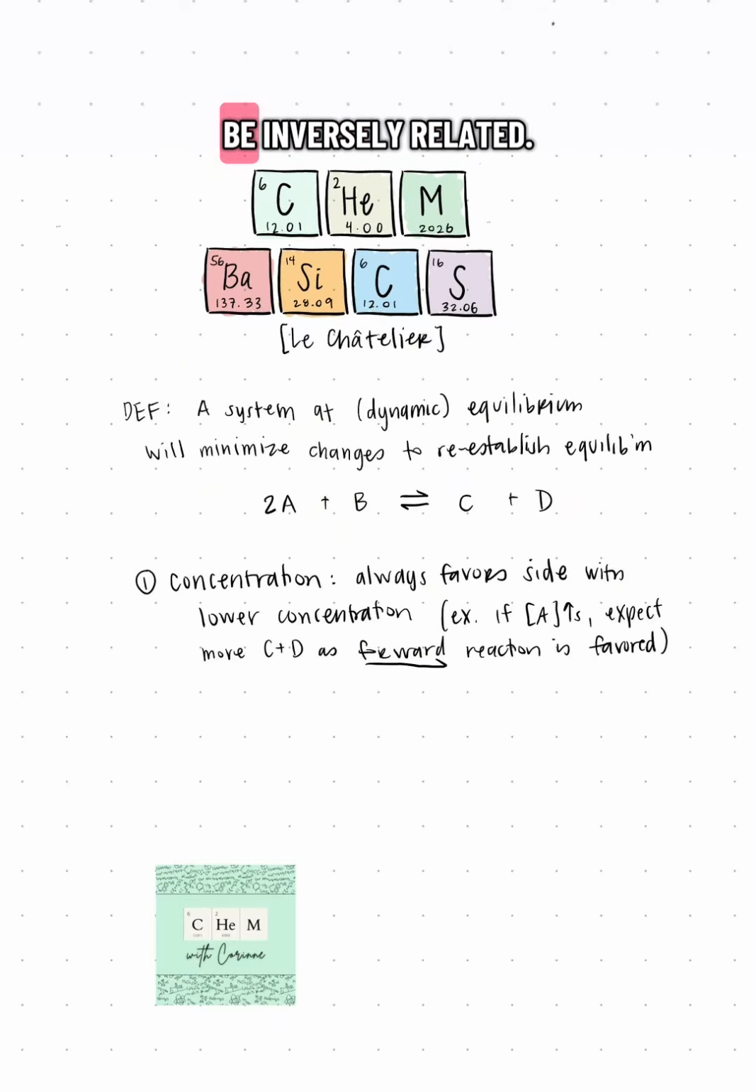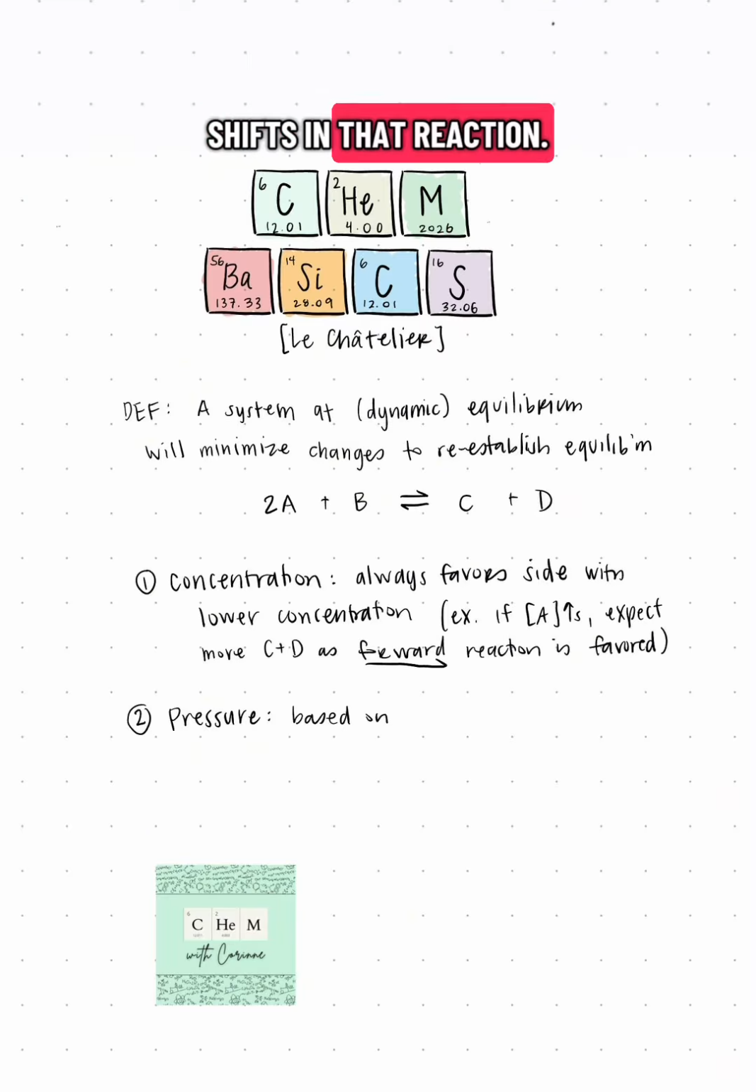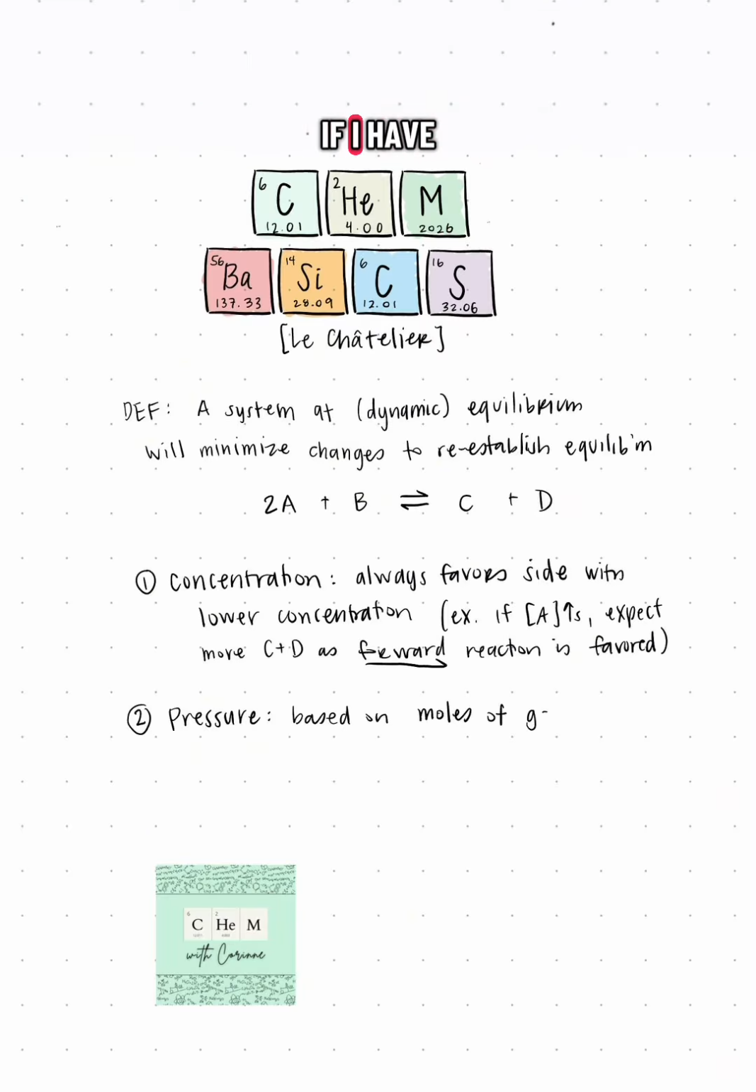Pressure and volume are going to be inversely related. So if we have changes to pressure and we have gaseous reactants and products, we're going to expect to see shifts in that reaction. So for example, if I have increased pressure, it means I've reduced volume, I'm going to favor the side that has fewer moles or molecules of the gas. And to do that, we're just doing simple mole ratios.